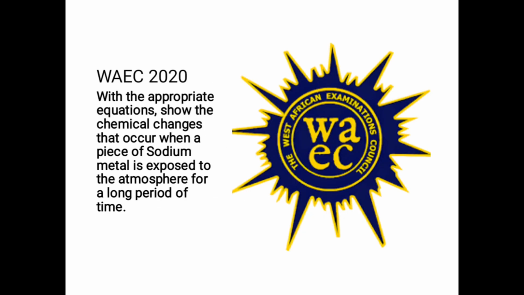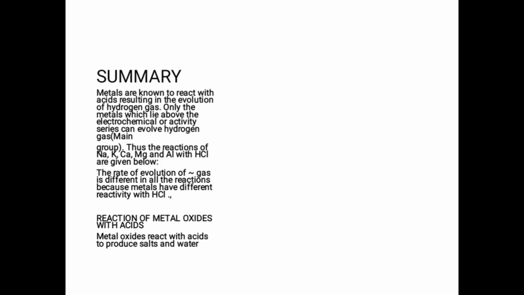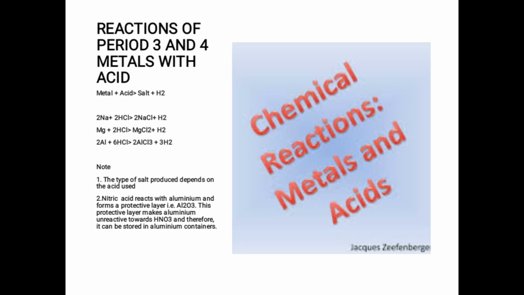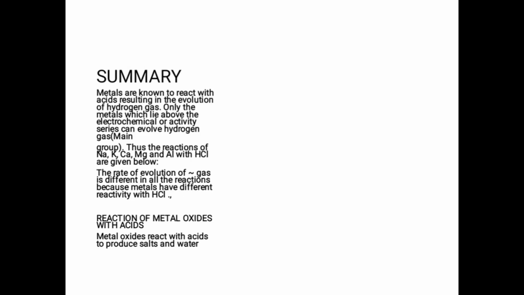So these are some of the few questions we have been able to answer so far. Again, let me take us through the summary. The period 3 elements will react with oxygen. All of them will form oxides of different pH values, because some of them are acidic oxides, basic oxides, and of course amphoteric oxides. Please note that no period 3 or period 4 element will form a neutral oxide. Take note of that.